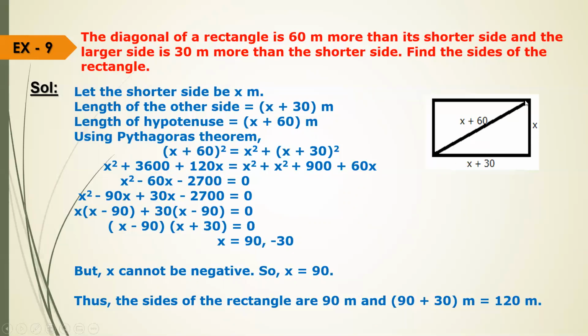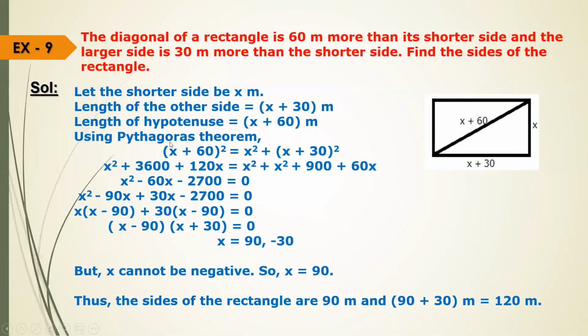Now for this right angle triangle, I know all the three sides. Shorter side is x, longer side is x plus 30, and hypotenuse is x plus 60. I can apply Pythagoras theorem to this. Longest side is x plus 60, means this is the hypotenuse. Hypotenuse square is equal to perpendicular square plus base square.